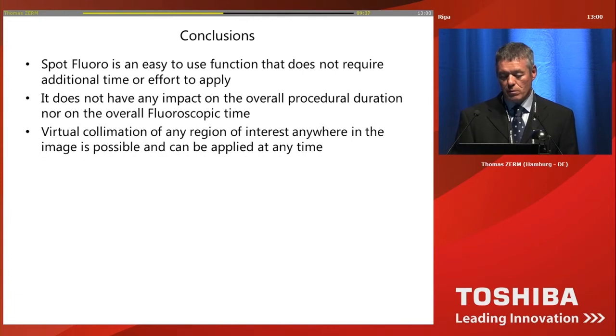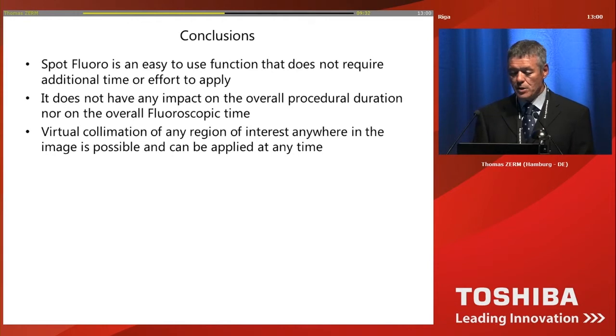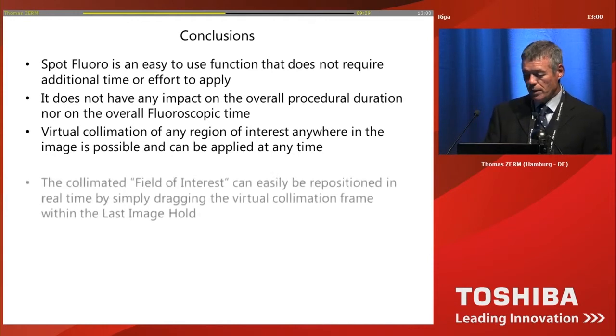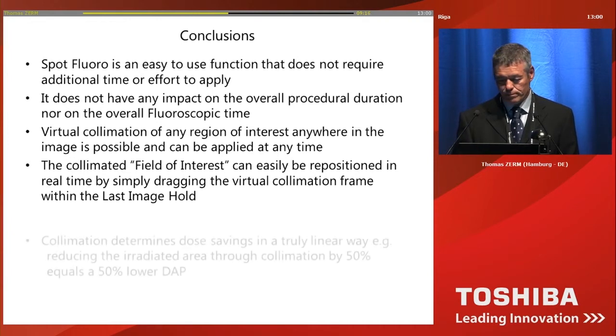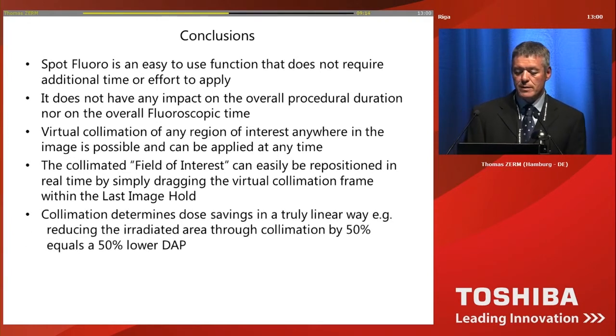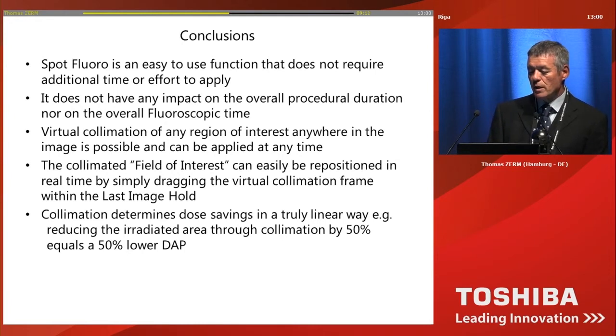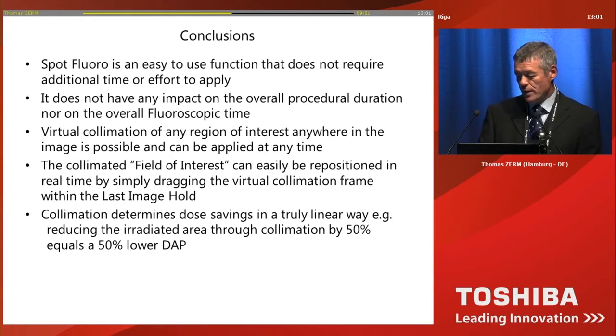Virtual collimation, SpotFluoro, of any region of interest anywhere in the image is possible at any time and can be applied easily. The collimated field or region of interest can easily be repositioned in real time by simply dragging the virtual collimation frame within the last image hold. Collimation determines dose savings in a truly linear way, e.g. reducing the irradiated area through collimation by 50% equals a 50% lower dose area product.